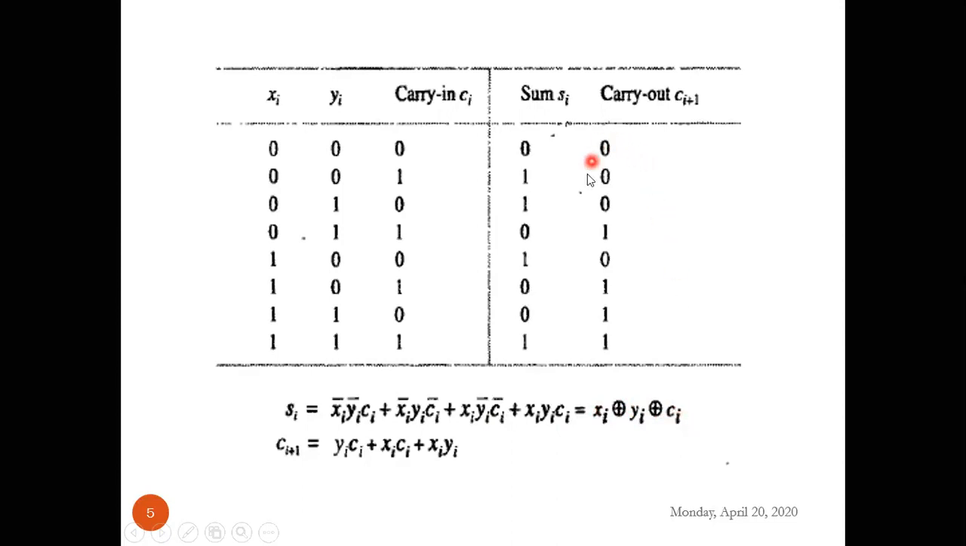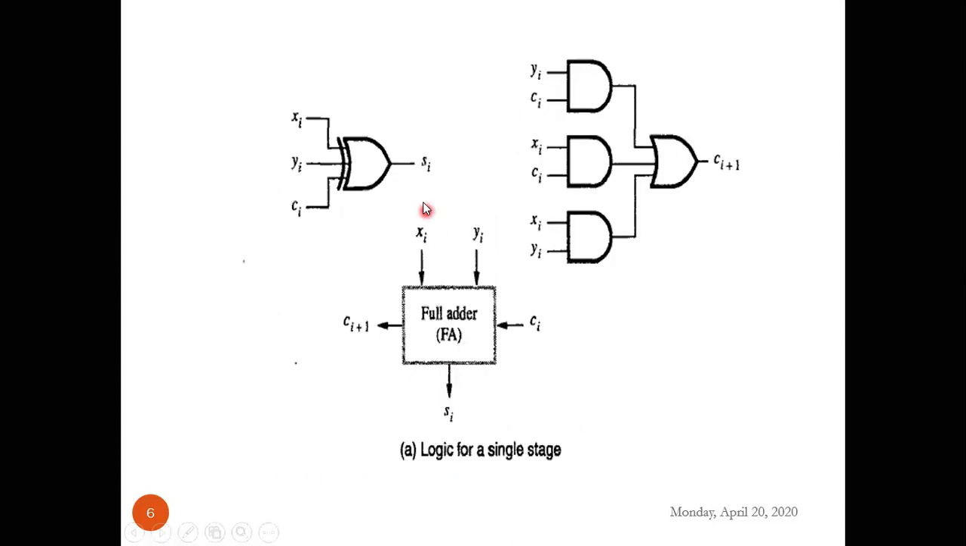Now when I draw the K-map for Ci plus 1, I result in the expression Yi into Ci plus Xi into Ci plus Xi into Yi. This is the expression for carry out Ci plus 1. So you can clearly note here, I require a 3 input XOR gate to form the sum Si. And for carry, I require 3 2 input AND gates and 1 3 input OR gate to form my Ci plus 1. So let us see that here.